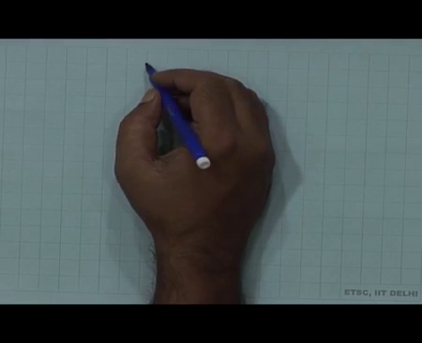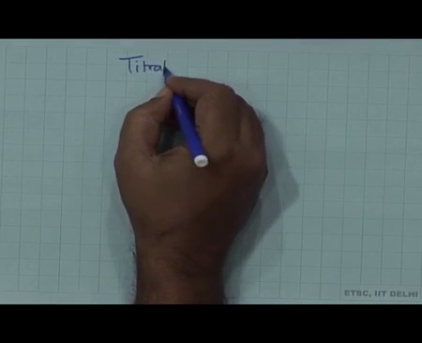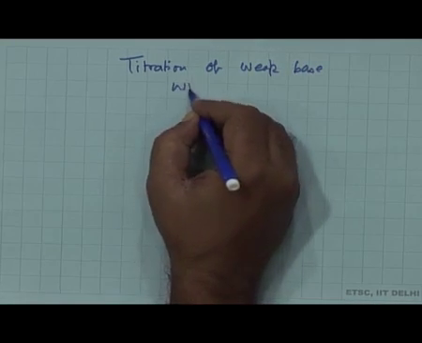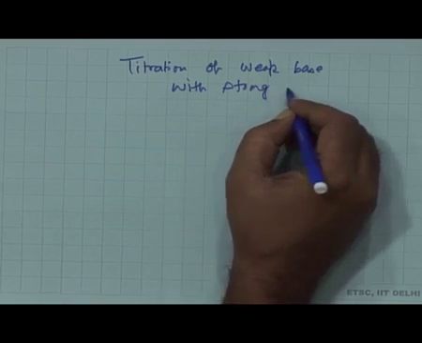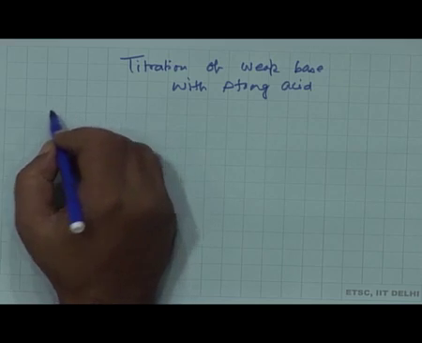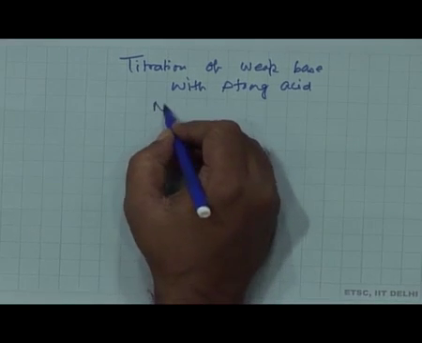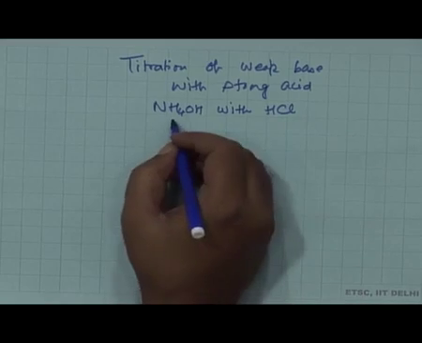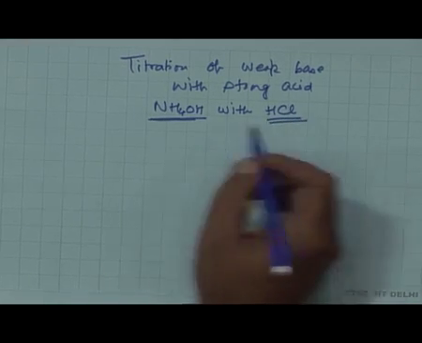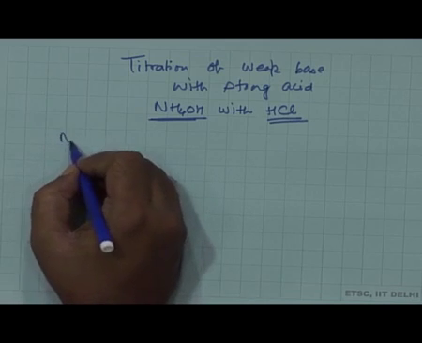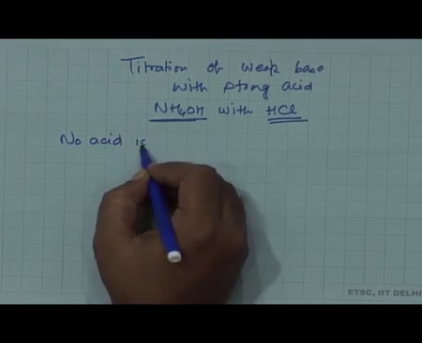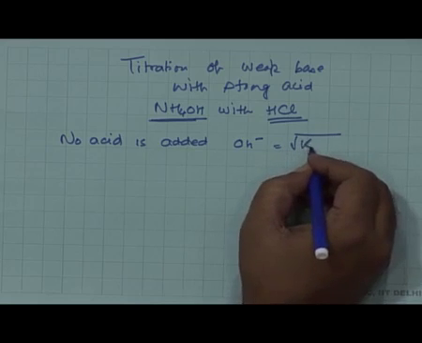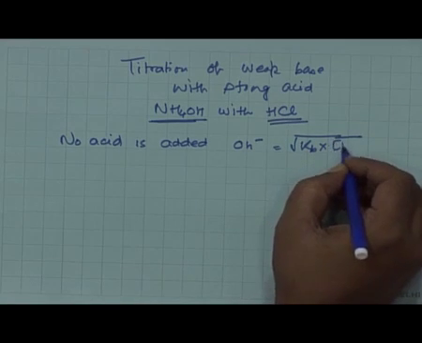Similarly, we can do titration of a weak base with a strong acid, for example, ammonia solution with HCl. The ammonia solution is a weak base and HCl is a strong acid. When no acid is added, you can calculate OH minus ion is equal to root under Kb into concentration of base.